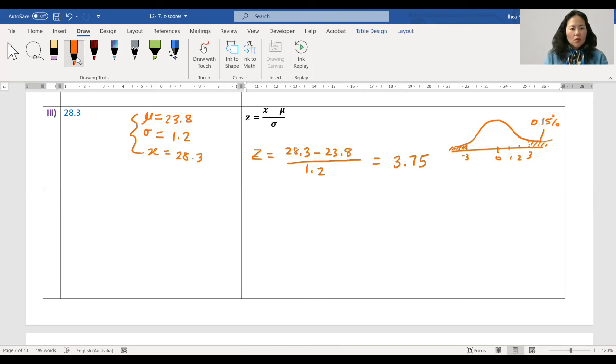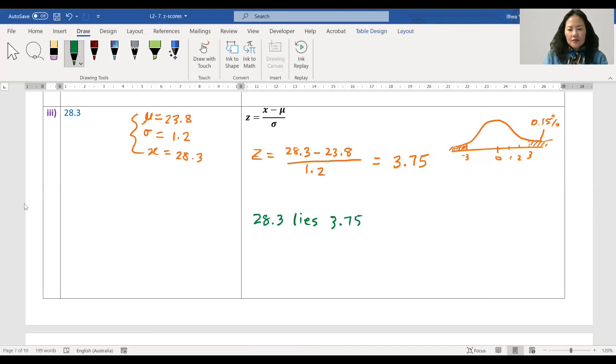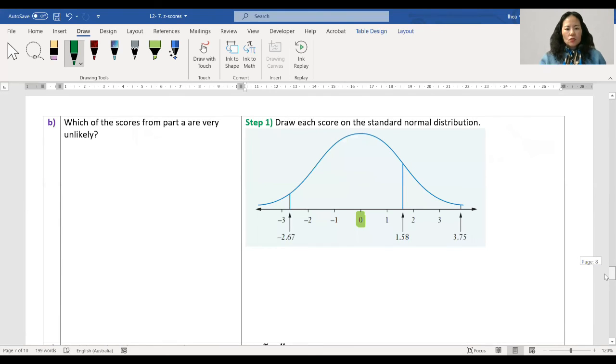Interesting. So Lorena, what does that mean? So my raw score 28.3 lies 3.75, I mean 3.75 standard deviations above the mean. Excellent, thank you. Which of the scores, all the three of them, is here right now, and it's in the z-scores, isn't it? Because that's our mean, the mu. Okay, very unlikely, very unlikely.